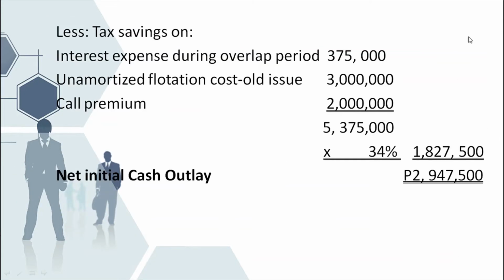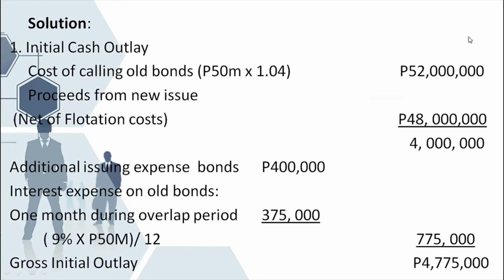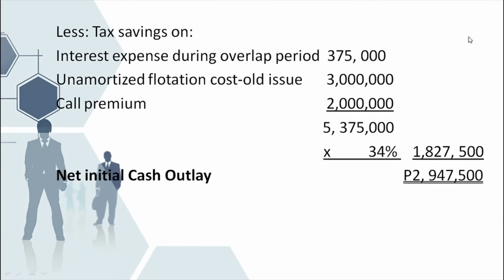then we will get 4,775,000 pesos. Then, we will less the tax savings on interest expense during overlap period amounting to 375,000 pesos, unamortized flotation cost on old issue 3 million pesos, and call premium 2 million pesos. If we add the three, we will get 5,375,000 pesos times 34%, we will get 1,827,500. So to get the net initial cash outlay, we will subtract 1,827,500 from the gross initial outlay of 4,775,000 pesos. Then we will get 2,947,500.